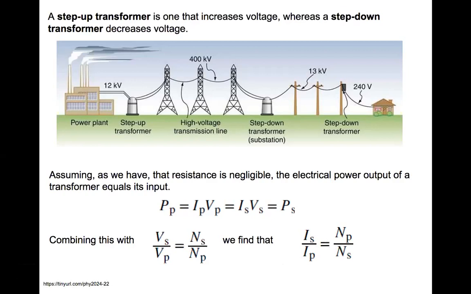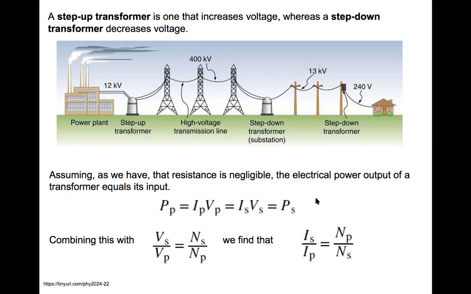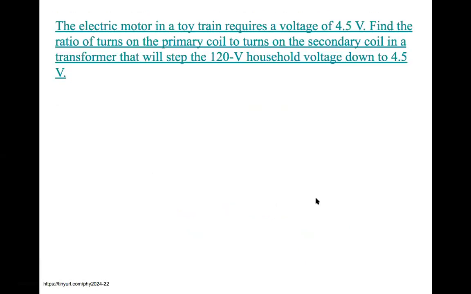So if V's are proportional to the number of turns of coils, then I should be inversely proportional to the number of turns of coils. Excuse me. So basically, these three equations are all you need for a transformer. All right, let's take a look at the examples of a transformer here.